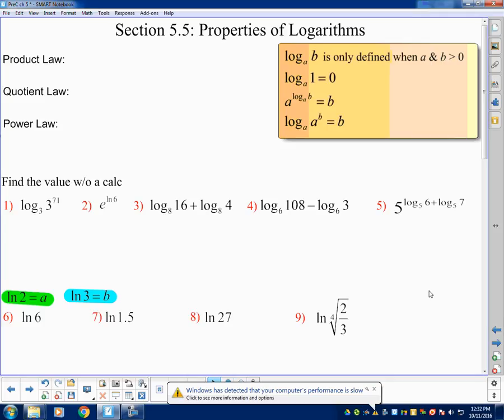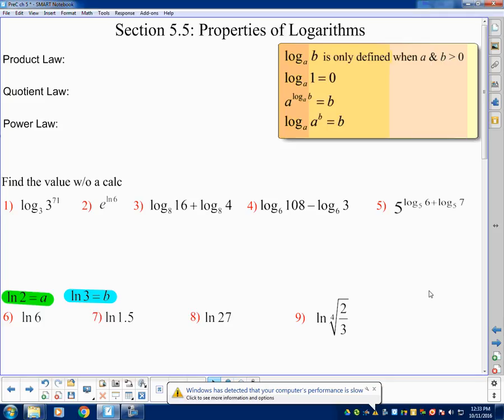And then we also have here log base a of a to the b equals b. So those two are closely related. Those are the basic properties of logarithms. We've used those already in solving logarithmic equations. So the product law.